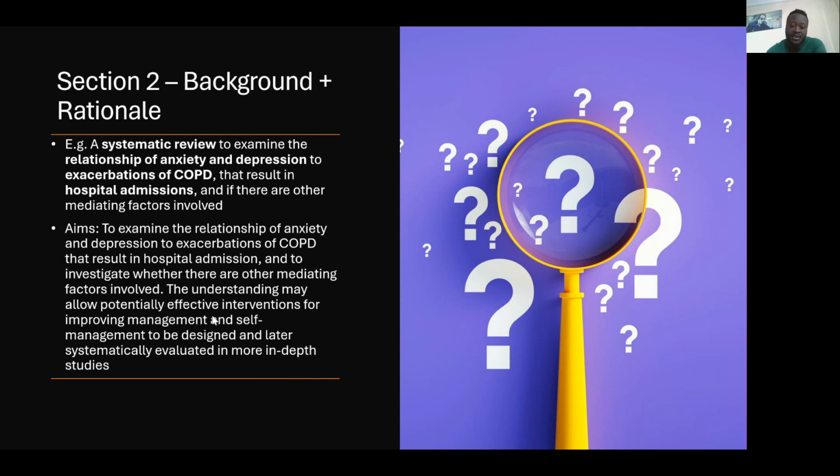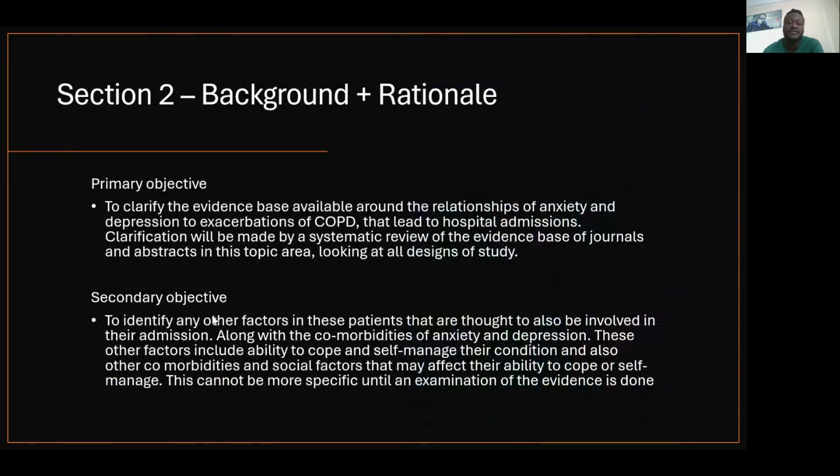So the next section after writing your background and your aims is writing your objectives. As I mentioned previously, you can have primary and secondary objectives. Again, using this same research question as an example, your primary objective here is essentially looking at my research question, what am I trying to get out of it mostly? So in this case, it will be just trying to find evidence and clarifying evidence between the relationship of anxiety and depression and COPD exacerbation. So that would be the main purpose of your systematic review.